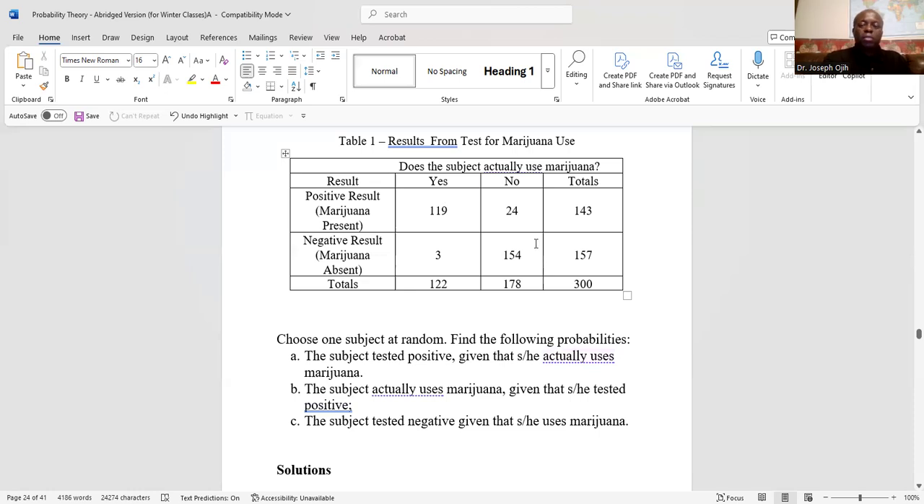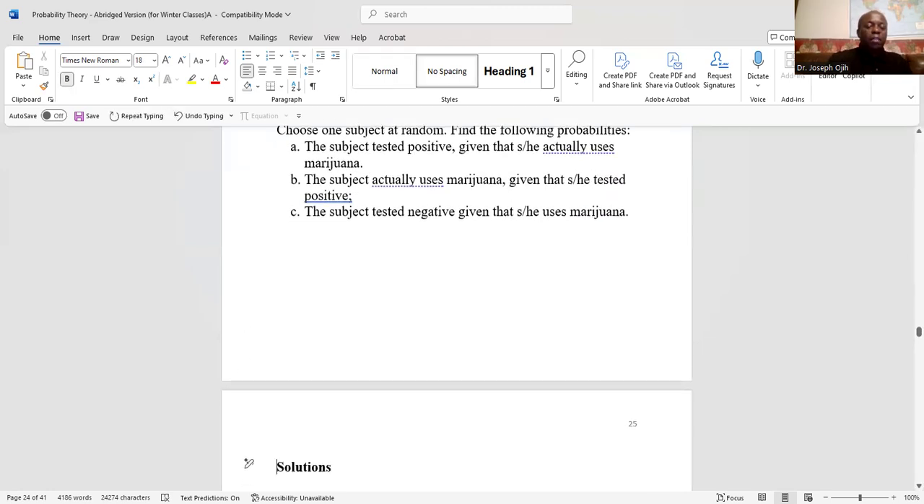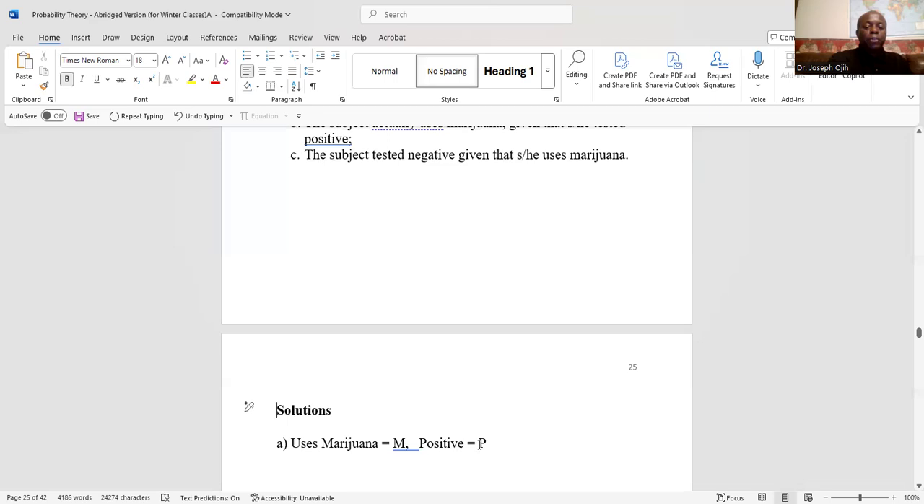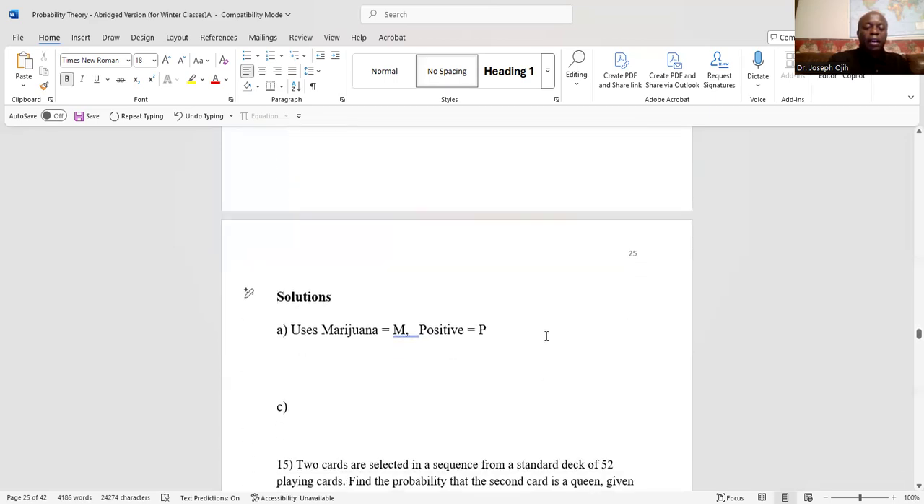So you are given this result. Let us use M for using marijuana. I'm going to move this to the next slide so you can have it. I'm not through. And P for positive, and N for negative. Okay? Good. Now let's try it.